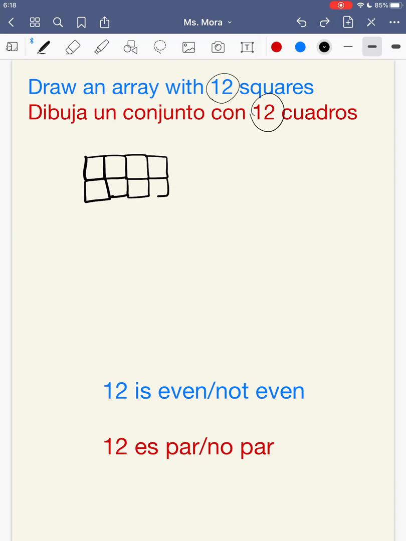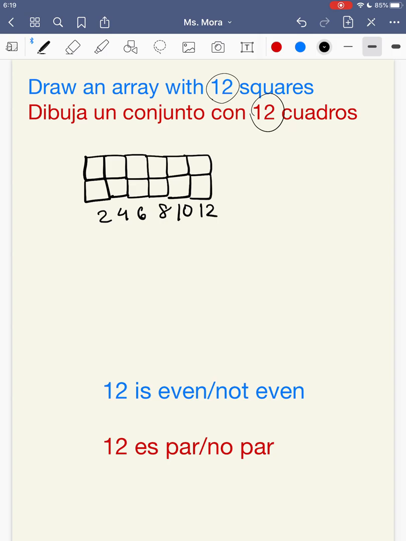I'm going to draw another square on my top row and another square on my bottom row. Oops, another square on my bottom row. Now I have 8. I had 2, 4, 6, 8. Now I'm going to draw another square up top, another square down below, and I have 10. And another square on my top row and another square on my bottom row, and now I have 12 squares. Ok, ya dibujé mis 12 cuadros. Empecé con la fila de arriba y luego la de abajo. Y seguí hasta que usé 12 cuadros.